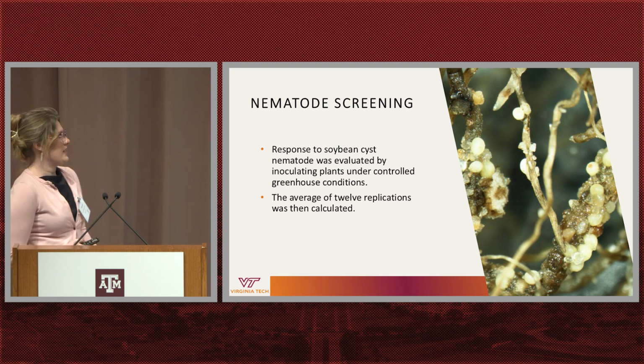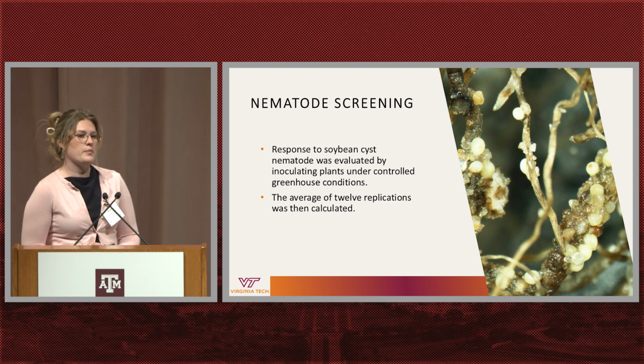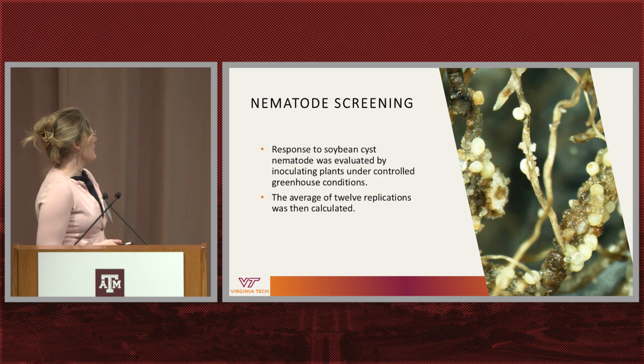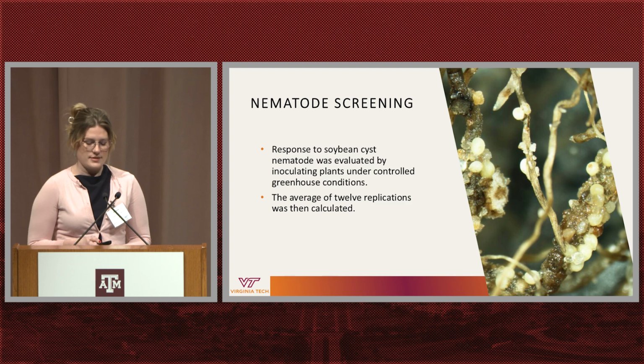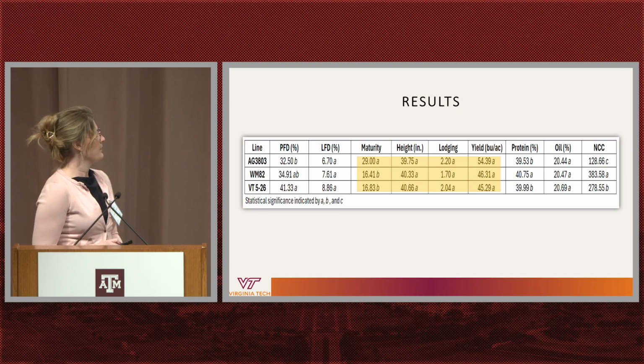We also investigated response to soybean cyst nematodes, and this was done by inoculating plants in a controlled greenhouse environment. And so we took an average of 12 replications from that to calculate nematode cyst count per plant.